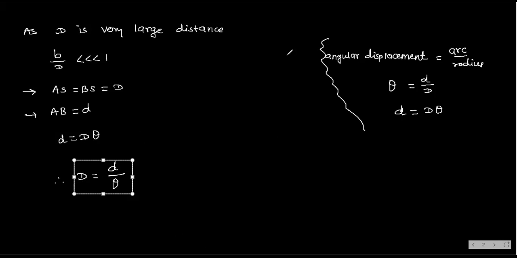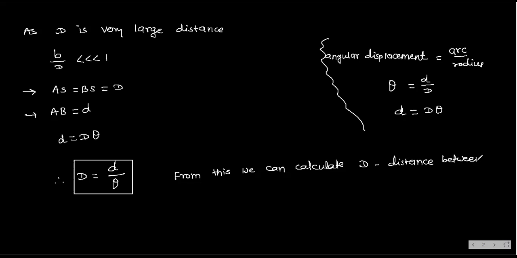Okay, from this formula what we will get? From this we can calculate capital D, that is the distance between earth and planet. Okay, got it? This is what your capital D is, the distance you calculated.